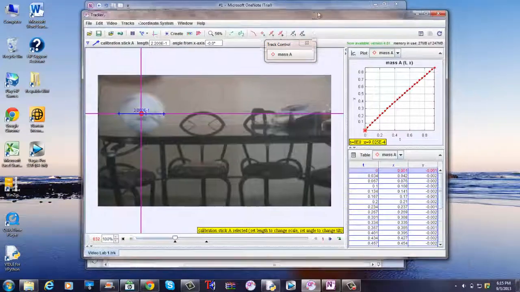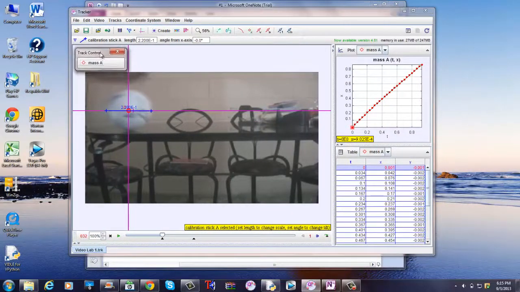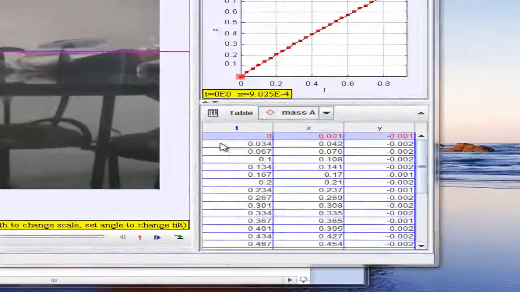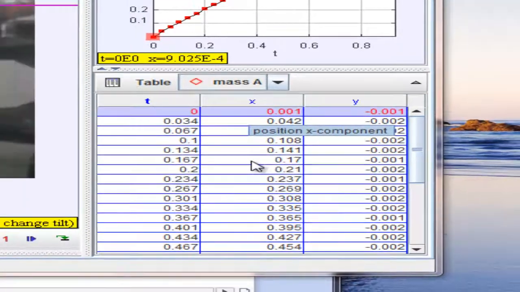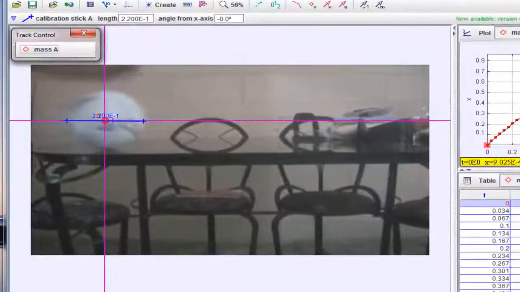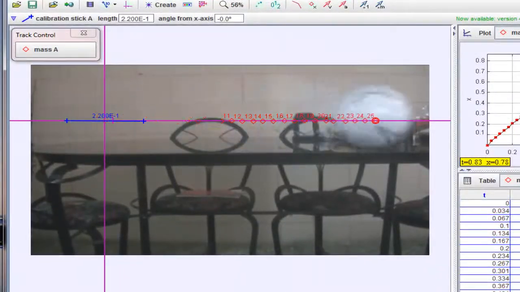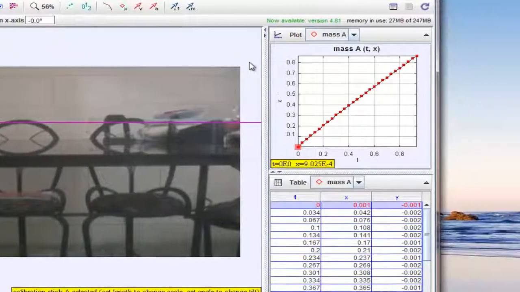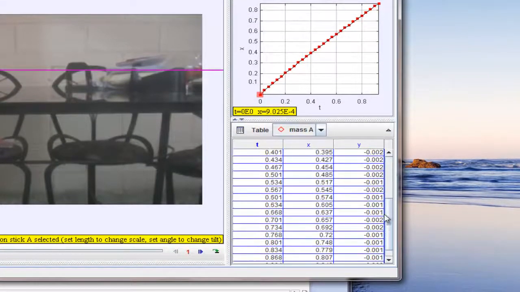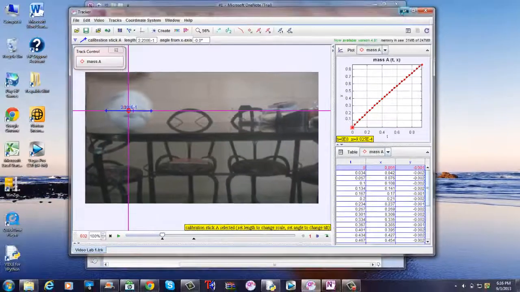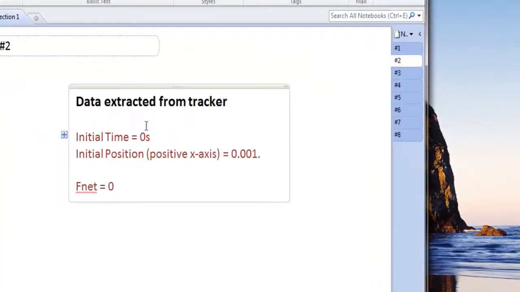Here, I use Tracker and I upload my video. And I use Tracker to take out the time and the position in the positive x-axis. You can see here all the transition of time and the position of the ball in the video. You can see here the graph, how it's going. You can see here all the data of the video. This is the data we extract from Tracker.